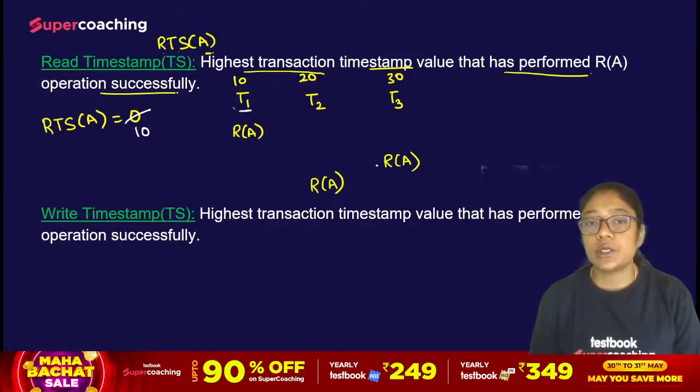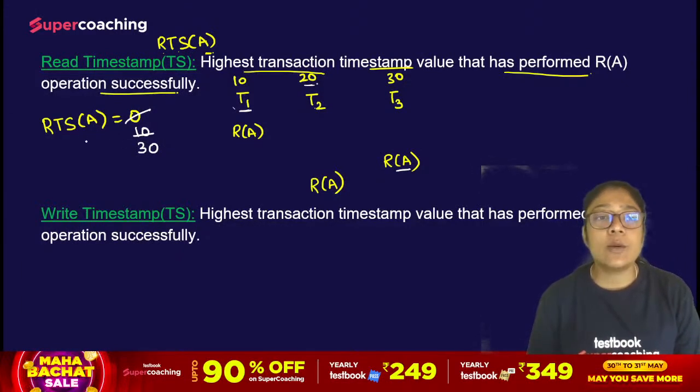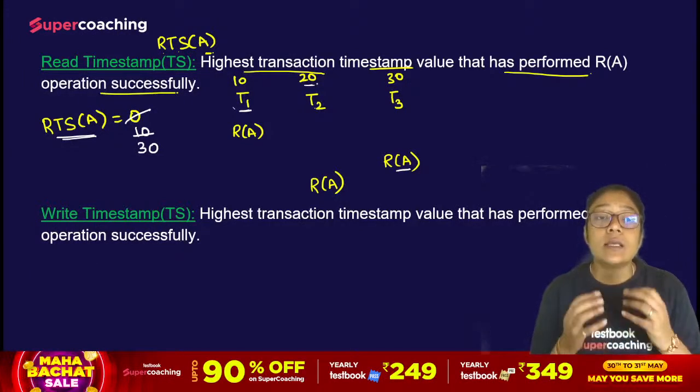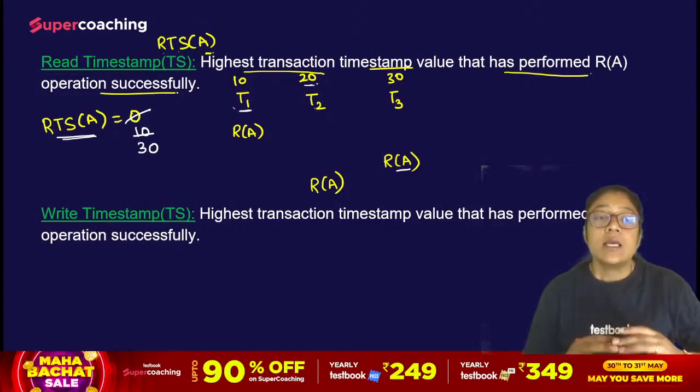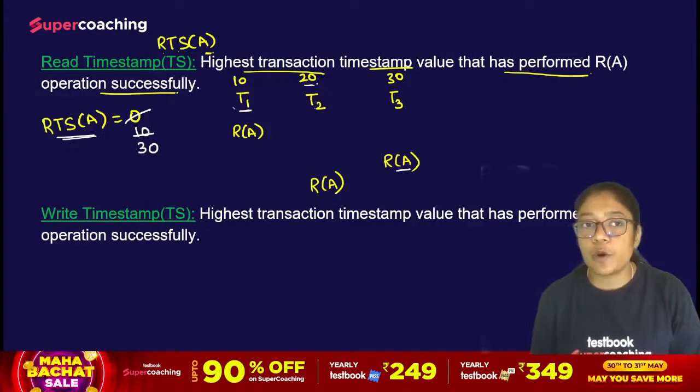After that, the second read operation is performed by transaction T3 and its timestamp value is 30. So we'll update the read timestamp value to 30. After this, transaction T2 is performing a read operation on the data item A, but its timestamp value is 20. So we won't be updating this read timestamp value. Basically, what read timestamp or write timestamp represents is the youngest transaction, meaning the greatest timestamp value, which successfully performed a read or write operation. That term is referred to as the read timestamp or the write timestamp respectively.